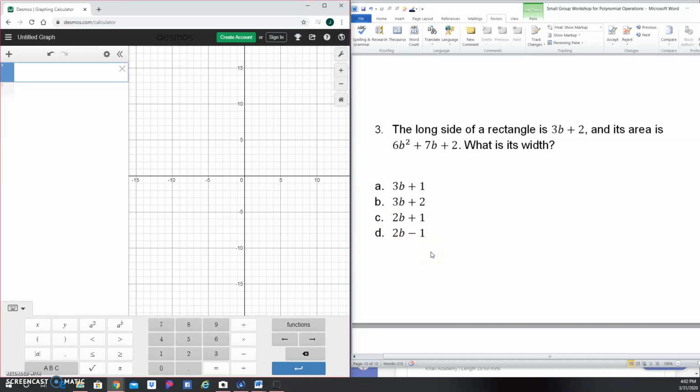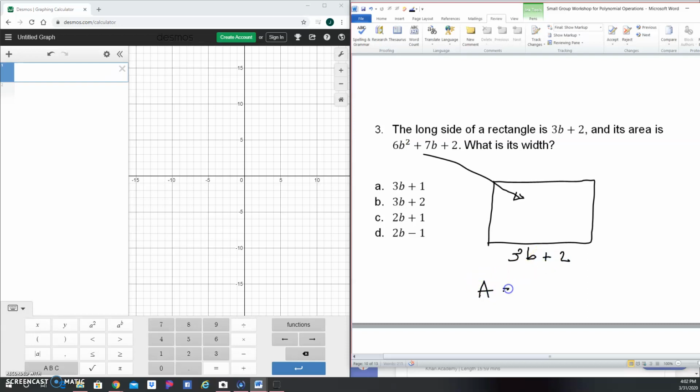The long side of a rectangle is 3b plus 2 and its area is 6b squared plus 7b plus 2. What is the width? So, once again, you will have to draw your rectangle. Your rectangle has an area of whatever that is. That's your area. And the length is 3b plus 2. And you all know, guys, that area is length times width. So you're going to have to do this by trial and error.